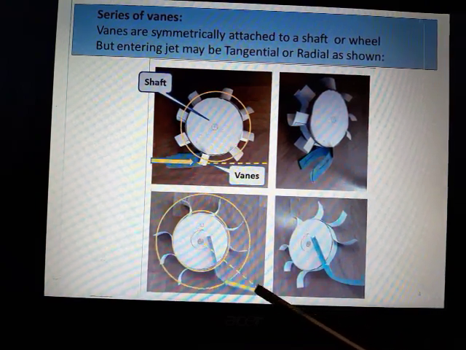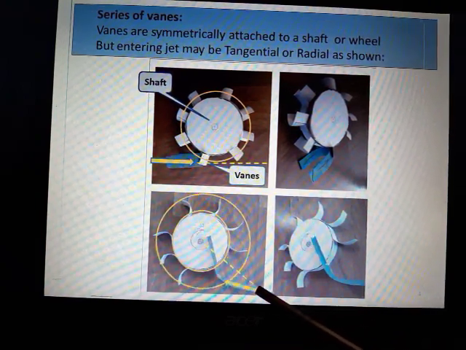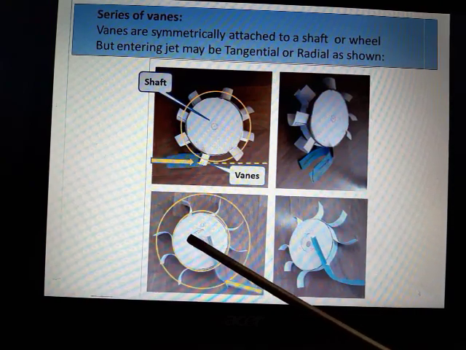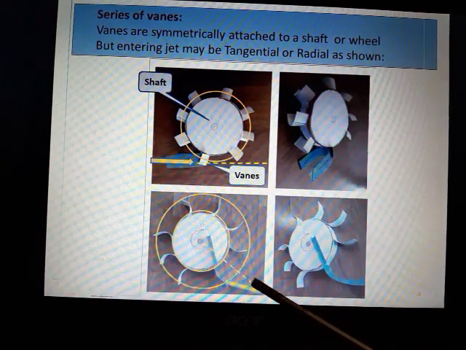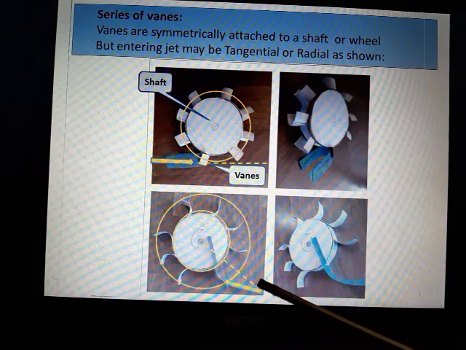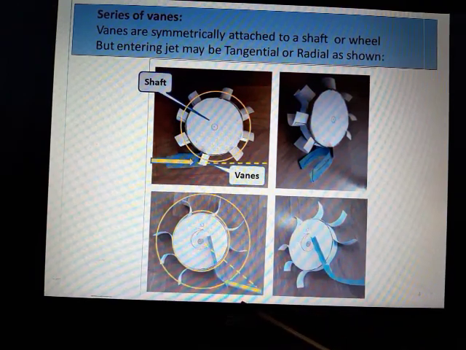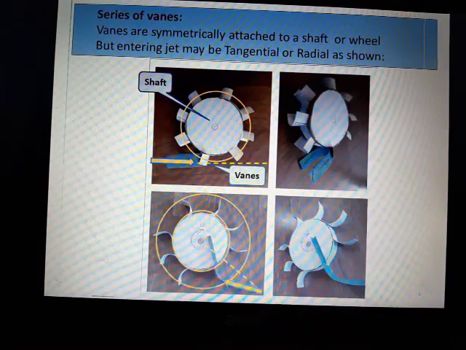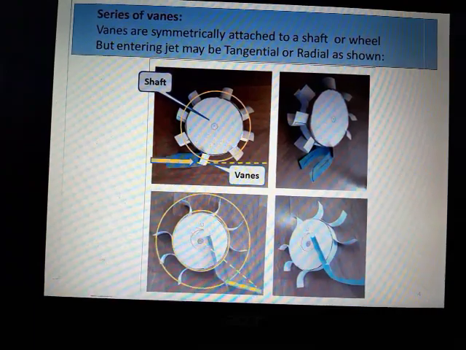Why is it called radial? The actual jet is this way. It will have a component towards the center of rotation, a radial component, and then another component will be the tangential component. Okay.